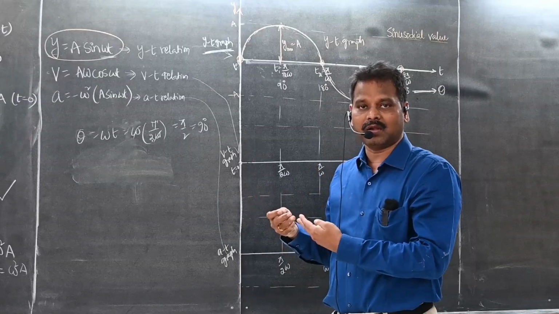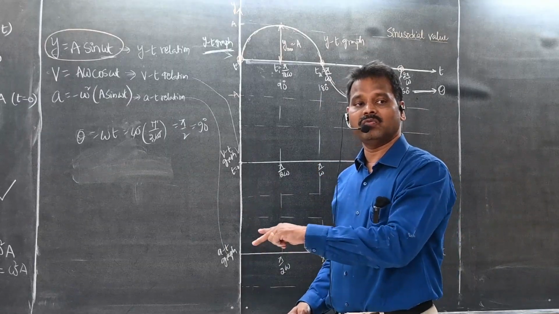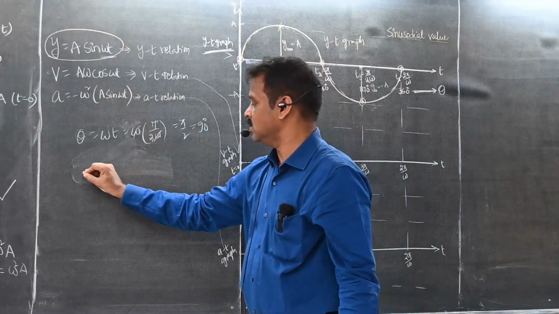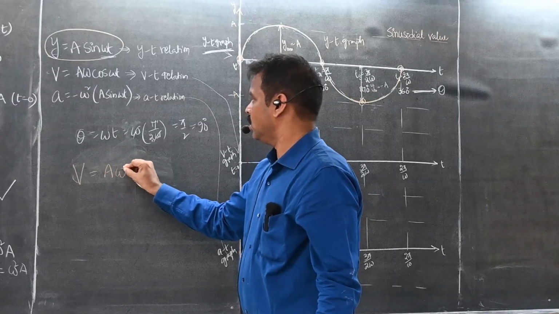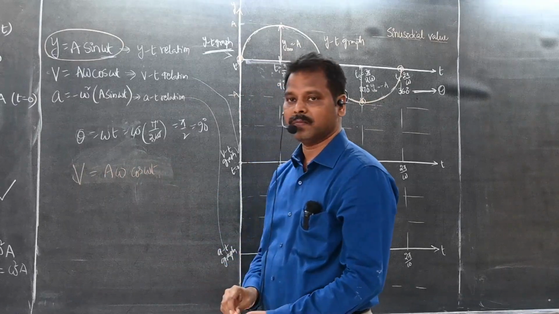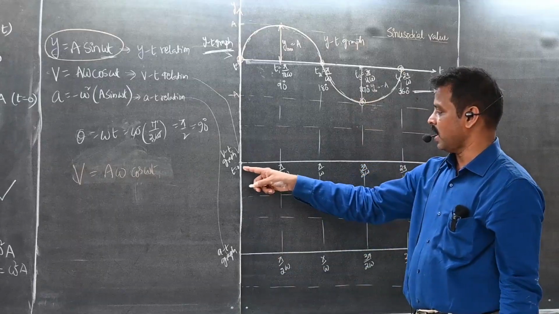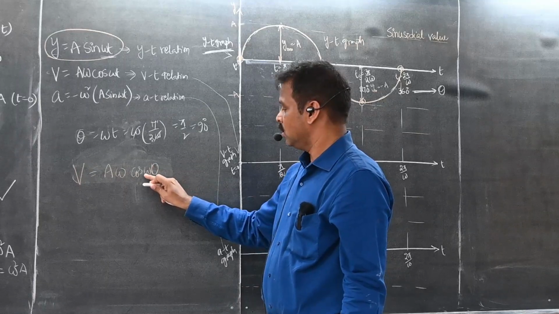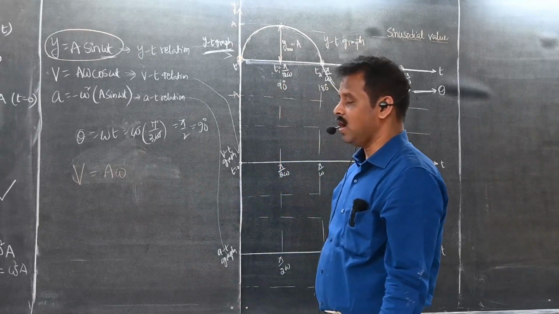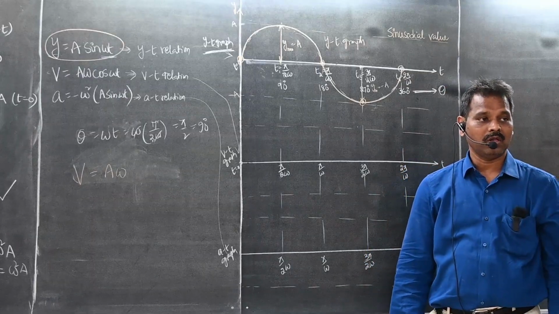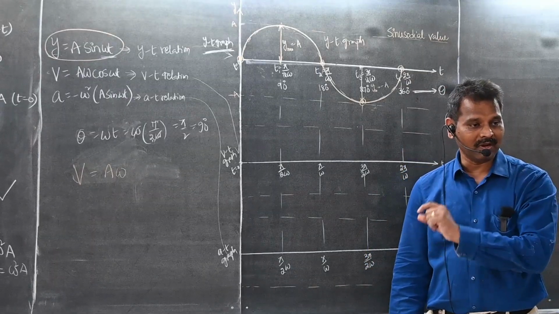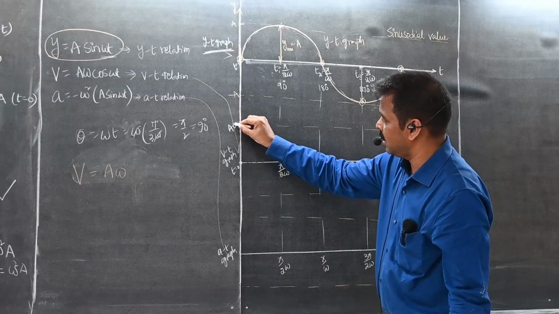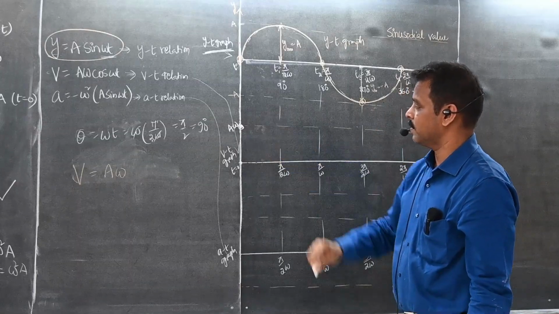As we are going to draw the VT relation, we will take the VT graph. For the VT graph, we are taking the VT relation. What is the VT relation? V is equal to A omega cos omega t. A omega. What is the first time? 0. Substitute 0 here. Omega into 0 is 0. Cos 0 is 1. So what is velocity when t is 0? Velocity is not 0. Have you observed this one? Velocity is A omega when t is 0. How much did you get? A omega.